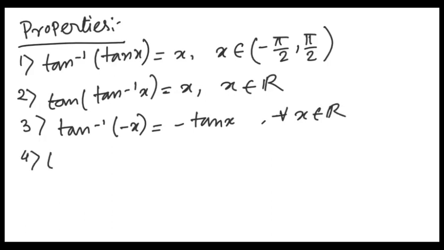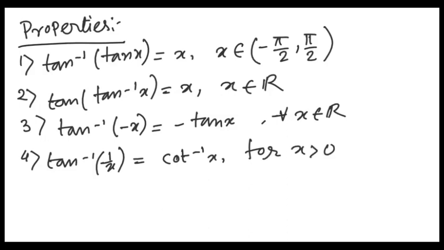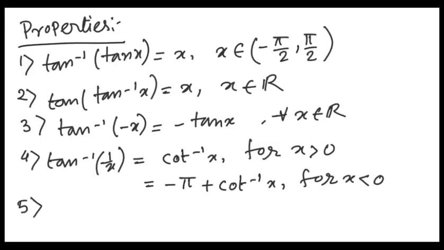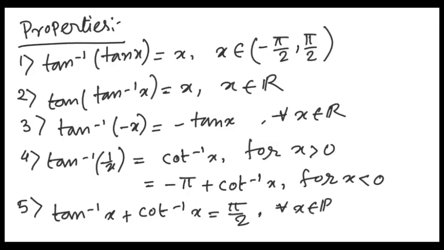The fourth property says tan inverse of 1 by x is equal to cot inverse x for x greater than 0, and it is equal to minus pi plus cot inverse x for x less than 0. Property 5 is tan inverse x plus cot inverse x is equal to pi by 2 for all x belongs to R.